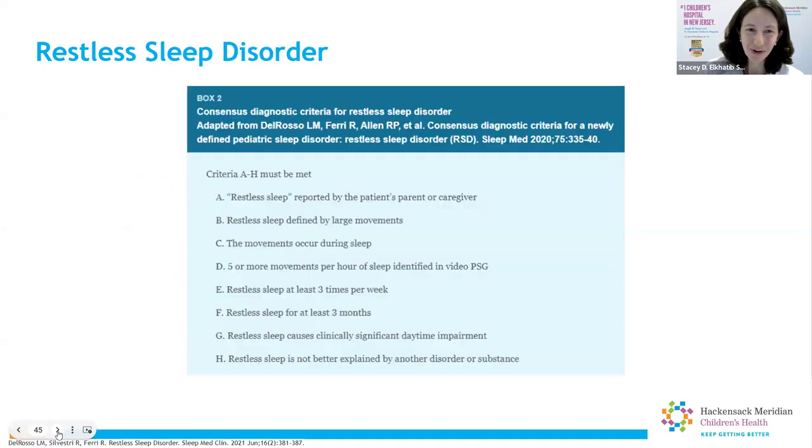Restless sleep disorder is a new disorder. It was only characterized a couple of years ago. For this, it's really that a child is having restless sleep that's not caused by something else. To diagnose it, you would technically have to do a sleep study where you identify 5 or more gross body movements, so big body movements, per hour during the night.